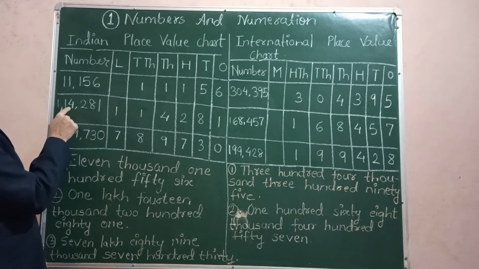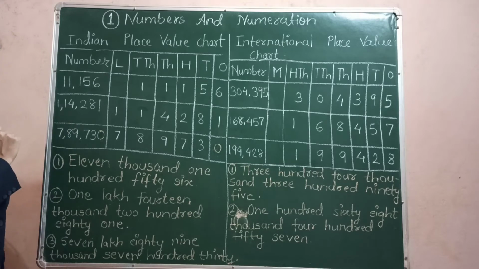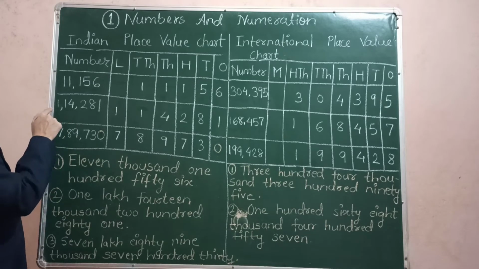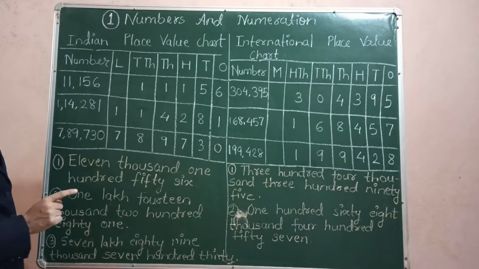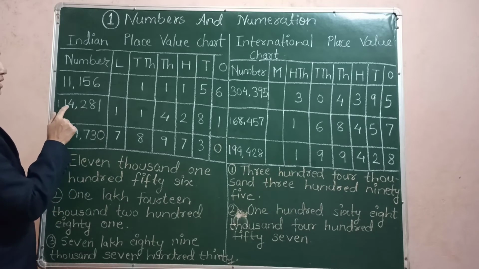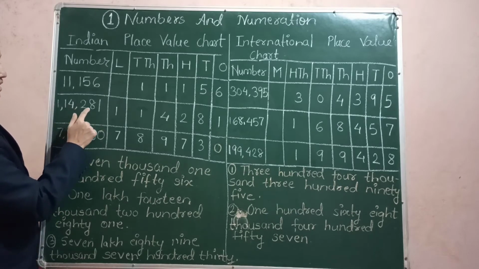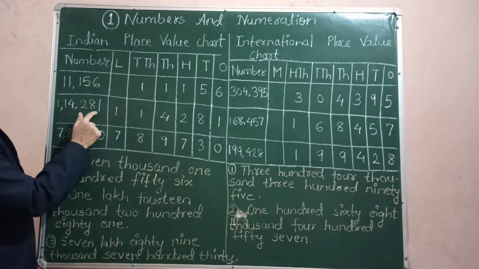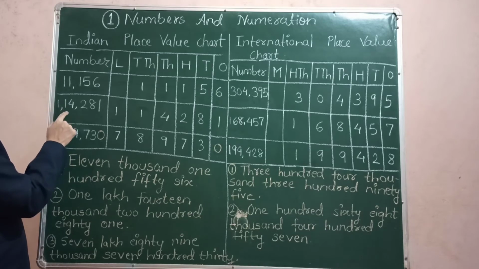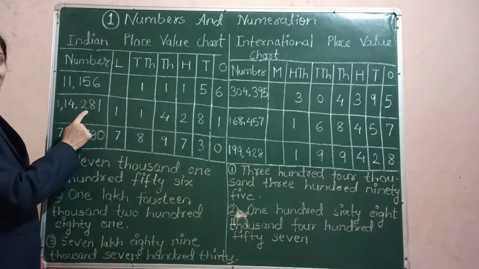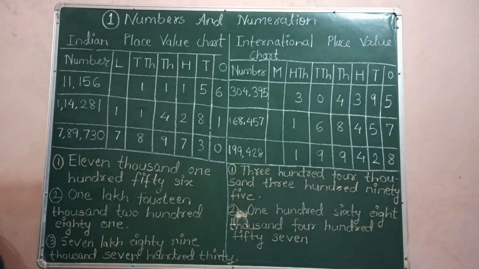Also before these two numbers we have put a comma. So how will we read it? Since this one is in the lakhs period, we will say 1,14,000. This 14 comes in the thousands period. So 1,14,281. Since these three are in the ones period, we will read 1,14,281. So also you can see here how I have written it.